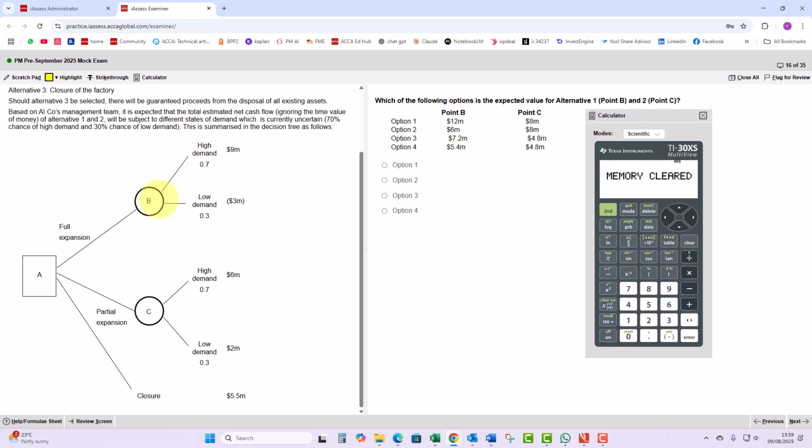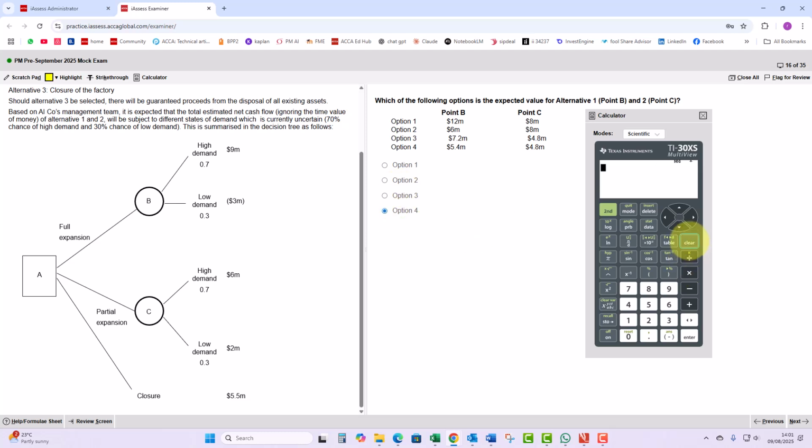So at point B, if there's high demand, that means a 70% chance of getting 9 million and 30% chance of losing 3 million. So the calculation is 0.7 multiplied by the 9 plus 0.3 multiplied by the minus 3. Now it doesn't like that, and that's why it's good to practice on the exam platform. I haven't used this calculator before, so there's obviously a different way I need to be putting in that calculation. So I've reconfigured the calculation, moved the minus out here. So this gives me 5.4, so it has to be option 4, 5.4.